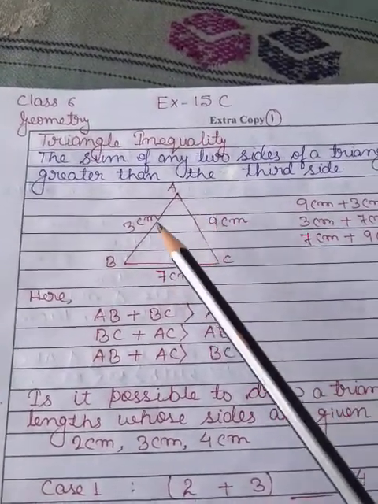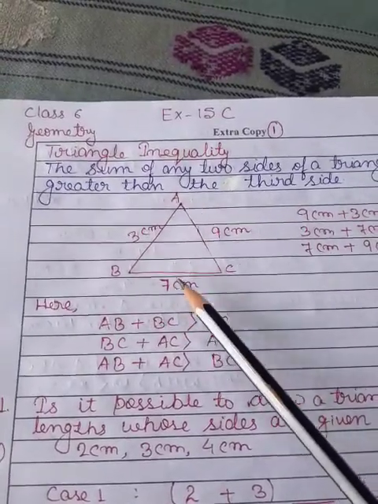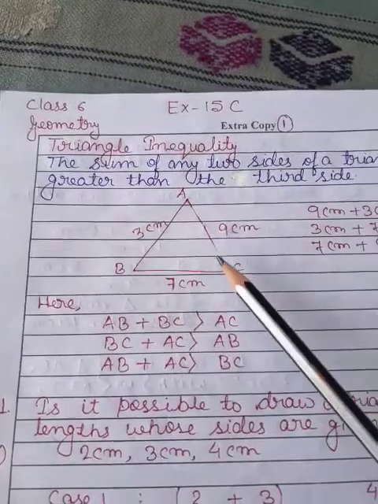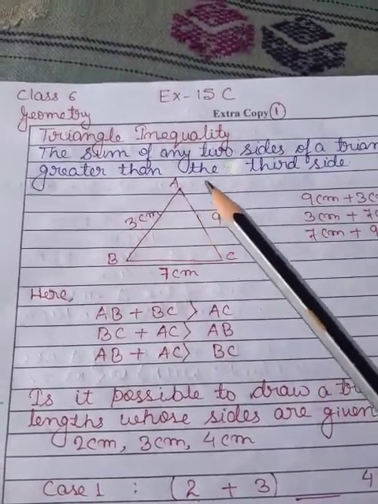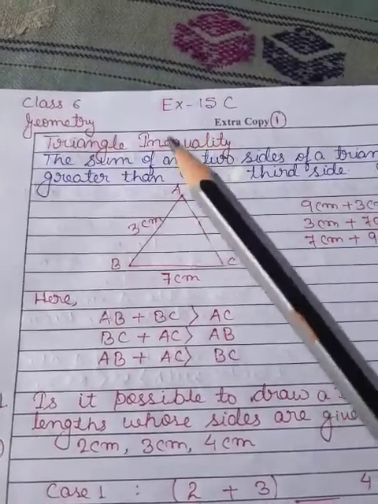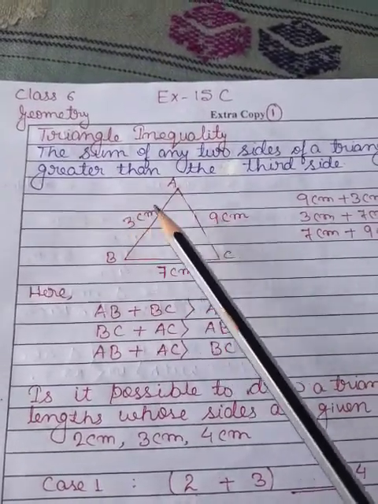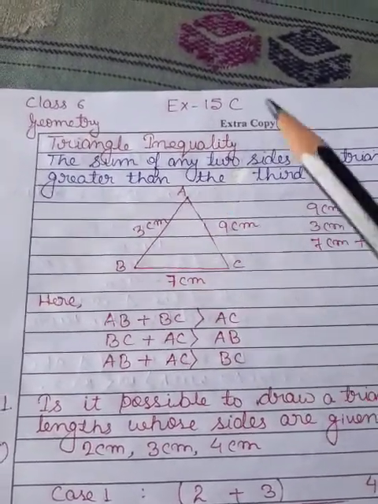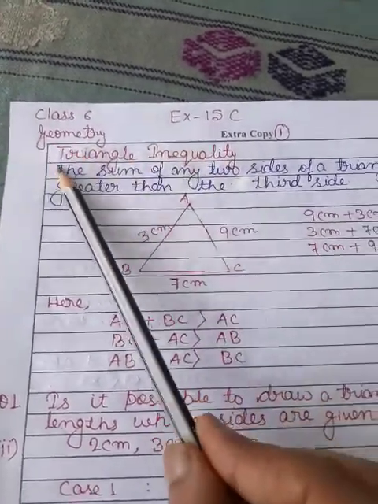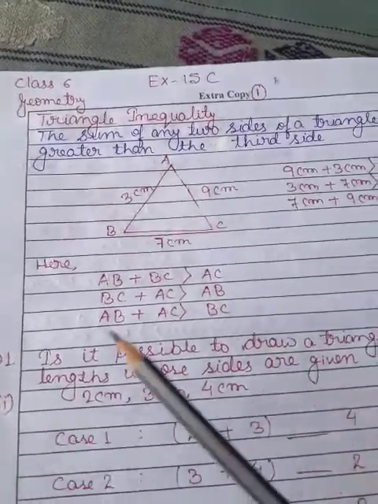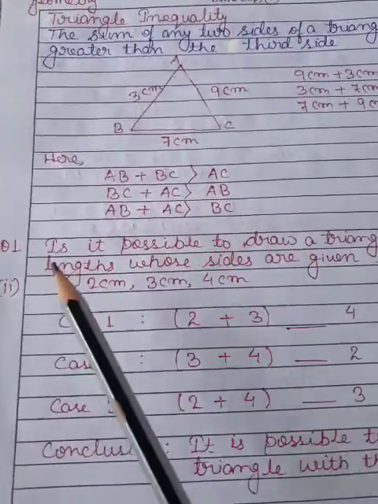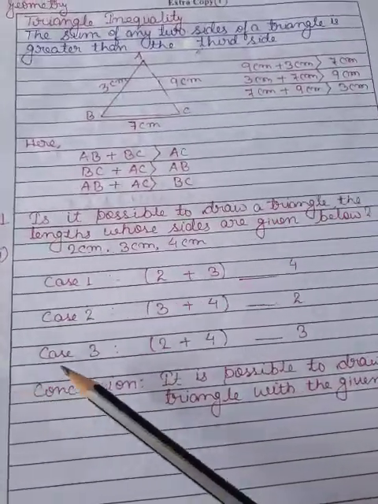And if it is not more than the third side, or if it is equal to the third side, then it cannot be the sides of a triangle. This is a very important point. You have to remember that if you add any two sides of a triangle, it will always be more than the third side. So this is the meaning of triangle inequality. I have written it. Now let us start number 1.